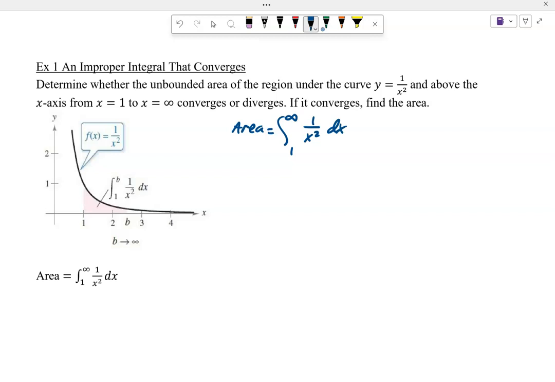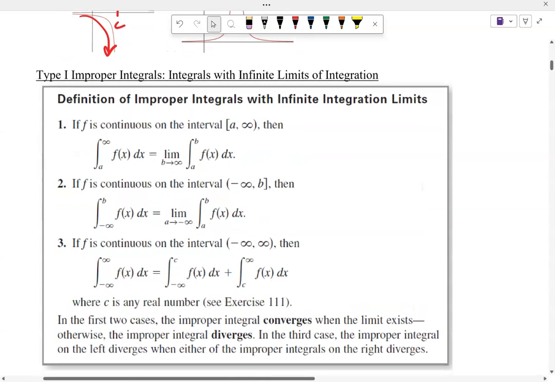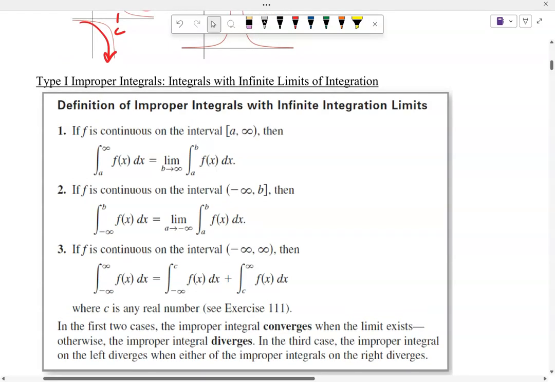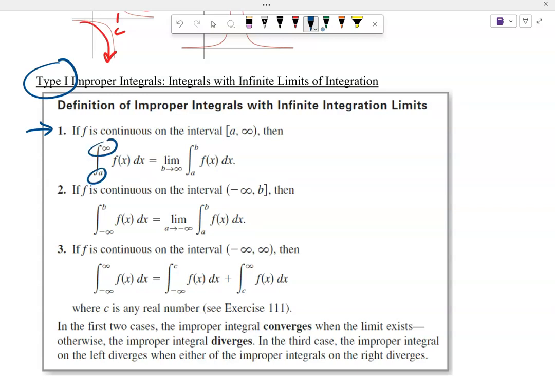And if I look back here, I say, well, we've never done this before. This is an unbounded, or infinite, integral. This is an improper integral. It's not just from a to b. It's from a to infinity. So this is an improper integral with an infinite limit. So it's a type 1. I'm calling these type 1 improper integrals, and number 1, I'm going from a to infinity.